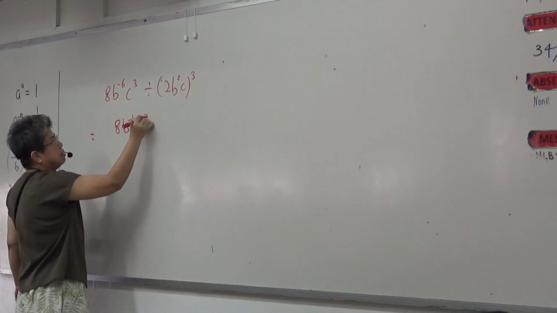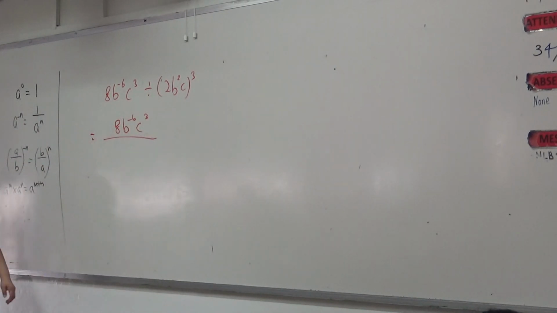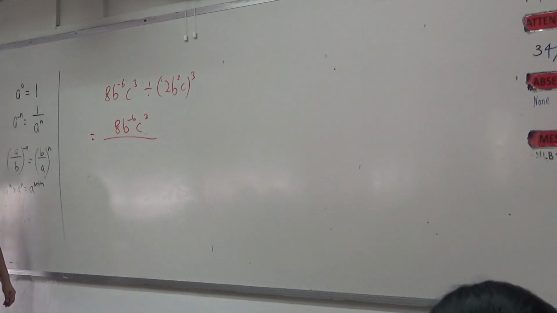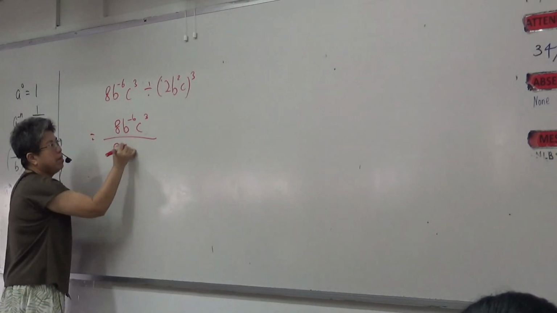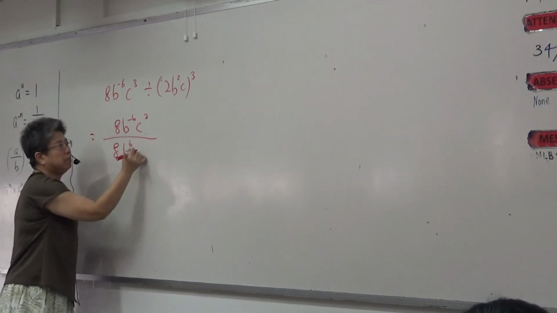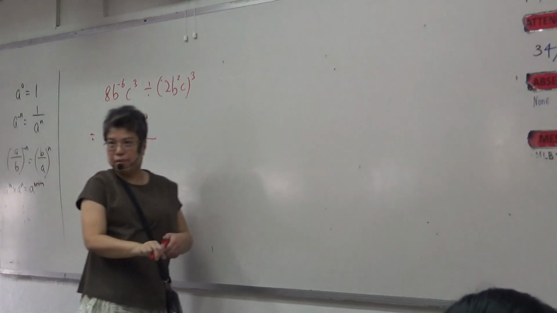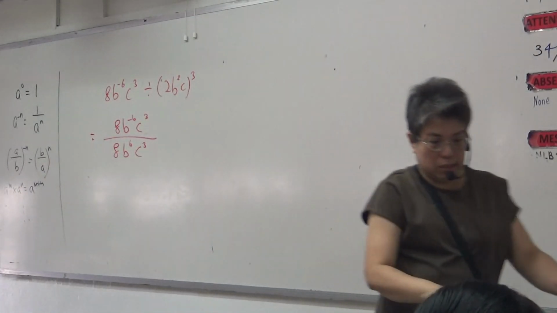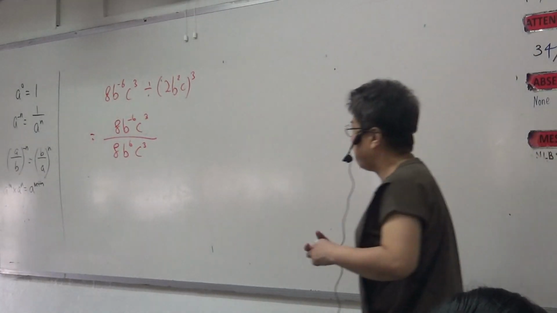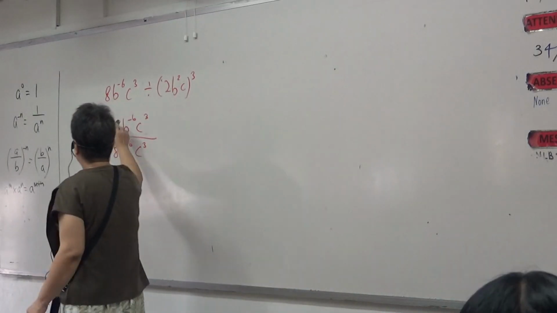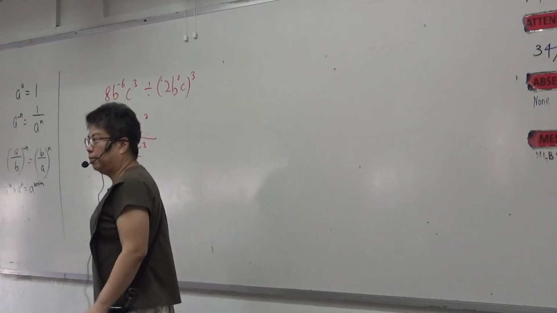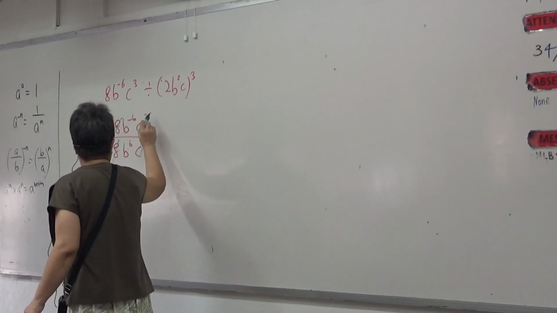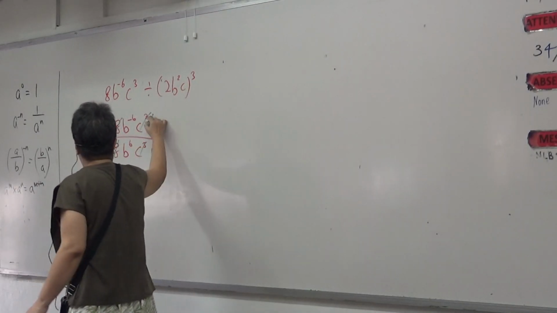B^(minus 6) is C^3 over, now, what is it? 2 to the power of 3 is what? 8. B^6, C^1, C^3, right? Now I'm going to do some cancellation so that you know what's happening. Okay? Can you see this is 1? What about here? Also 1, right?